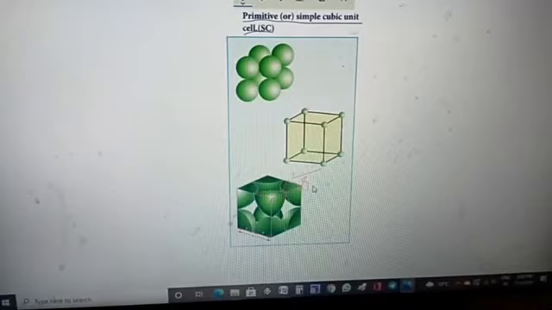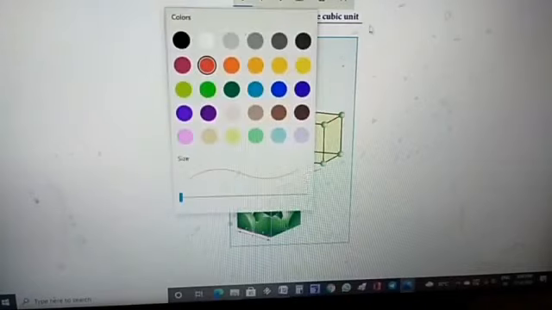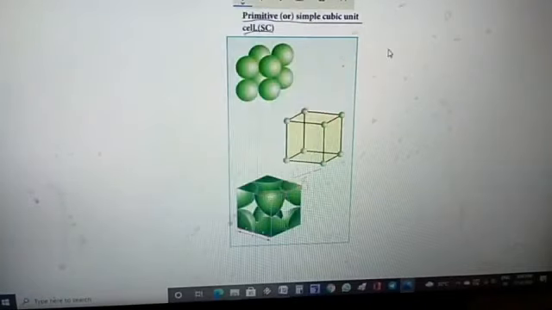As only 1/8 of an atom belongs to the particular unit cell, if you take each and every cubic cell, how many corners does it have? 8 atoms at its corners. So each and every cubic cell has how many atoms at its corners? It has 8. How many? 8.